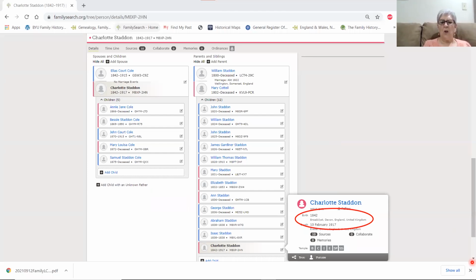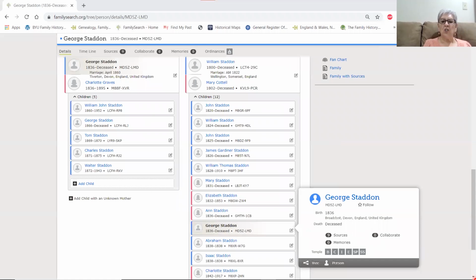Now, normally I would go and do every single child and look at their person page, but because of time, I can't do that here. So I'm just going to pick a few and show you what I found. We've already looked at Charlotte. Now we're going to look at George.